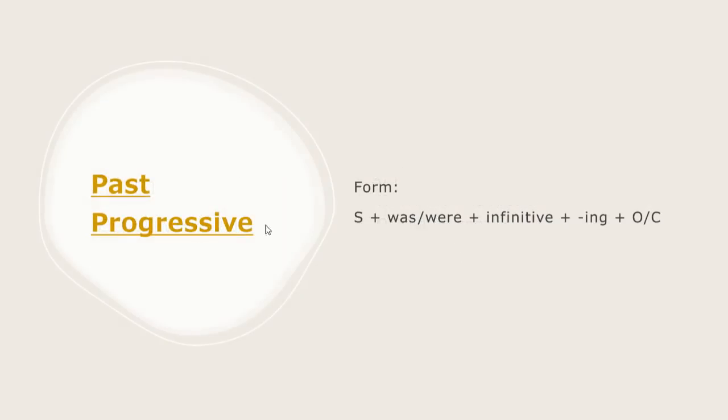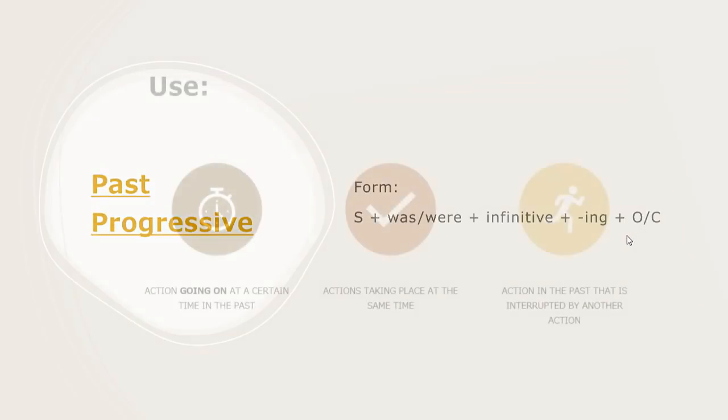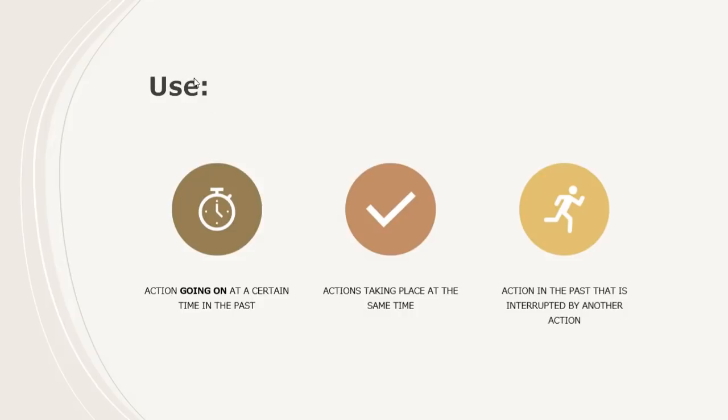Okay, now we go to past progressive. Past progressive, so past continuous, the same. The form is subject plus be, to be, plus infinitive plus ing, plus object complement. This is easy. Okay, when to use?